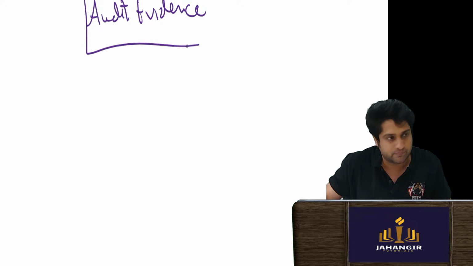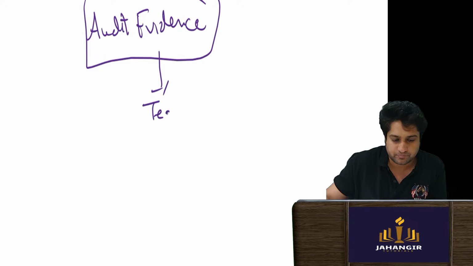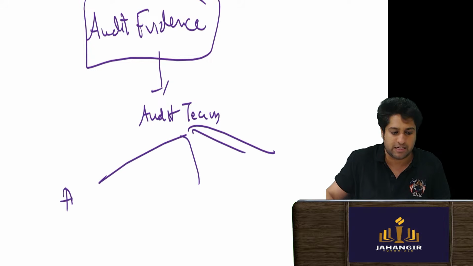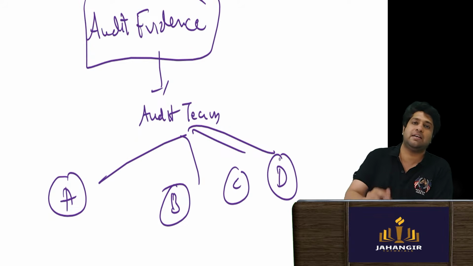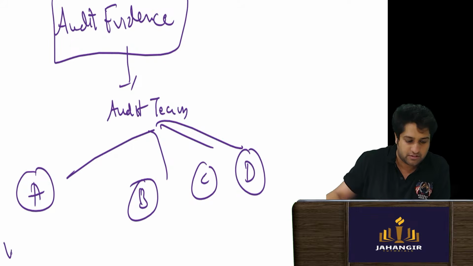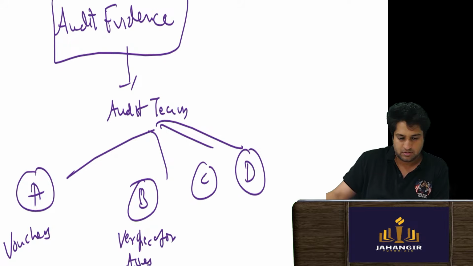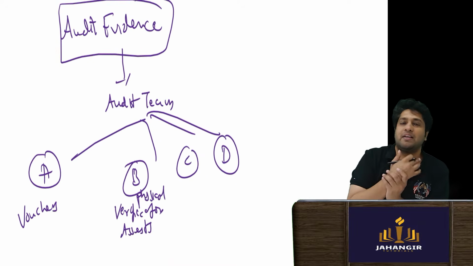Now audit evidence. Let's say in my audit team, I have 4 people. May be A, B, C and D, and I'm sending them all to collect evidence. So this one I can tell, you check the vouchers. This one I can tell, you do a verification of the assets, where you do a physical verification of the assets. Go to the godown, check whether it is there.